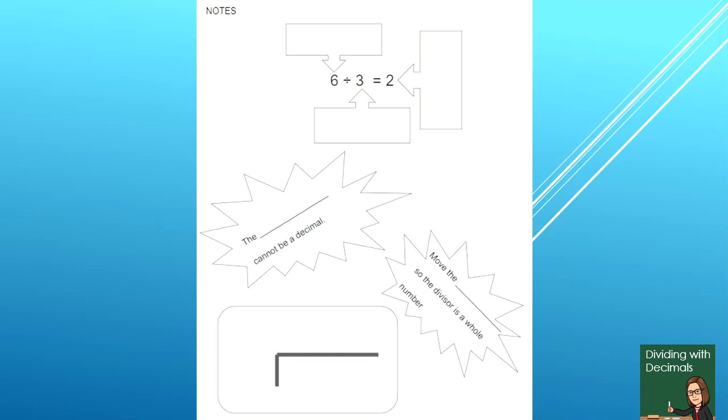So the first number is your dividend, which you learned in Mathia if you've been working through it. The second number is your divisor, and then the last number is your quotient. So dividend divided by divisor equals quotient.